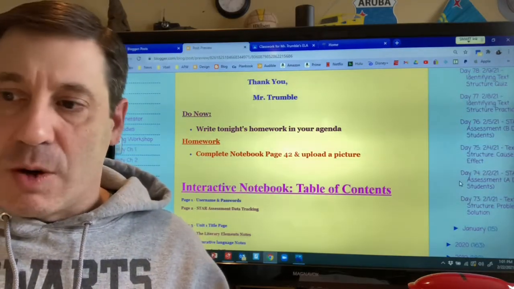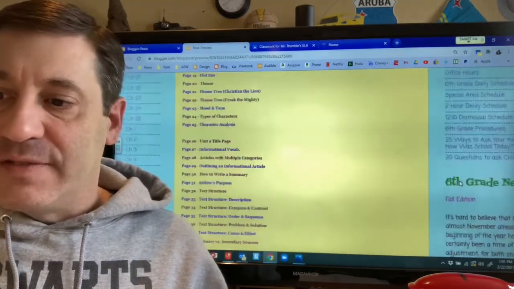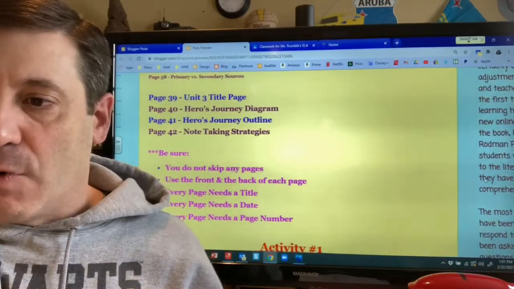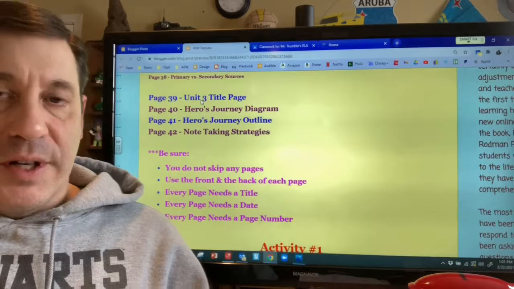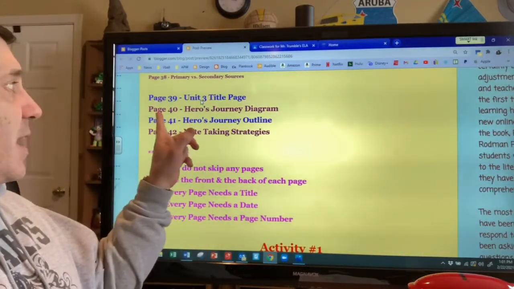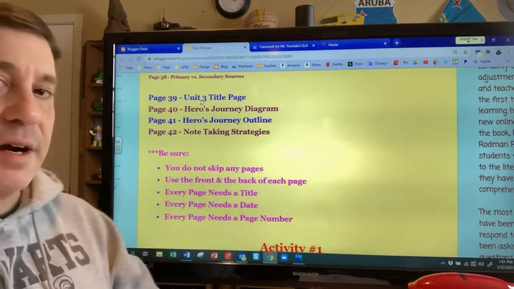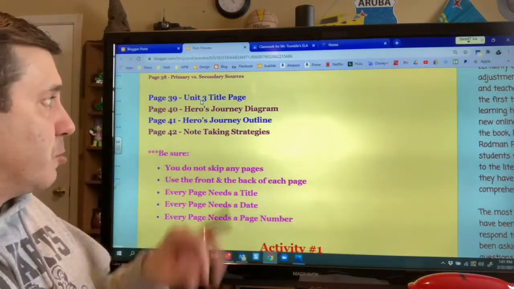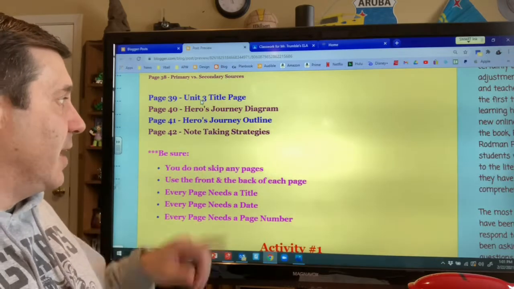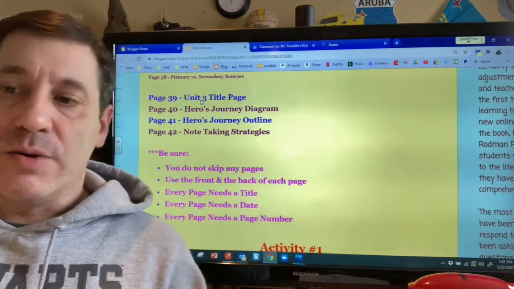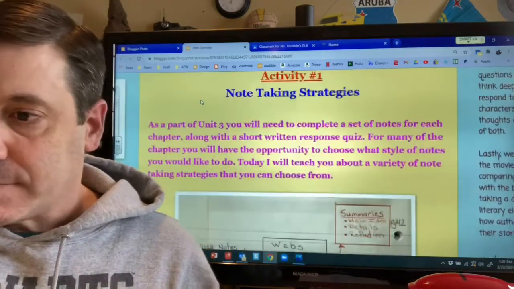All right, so scrolling down here through the table of contents, you can see Unit 3 right here. We only have 4 pages. We have our Unit 3 title page, which we did on Monday of this week. We have page 40, which is our hero's journey diagram. We have page 41, which was the hero's journey outline. And today, we're going to be putting in page 42, our note-taking strategies.